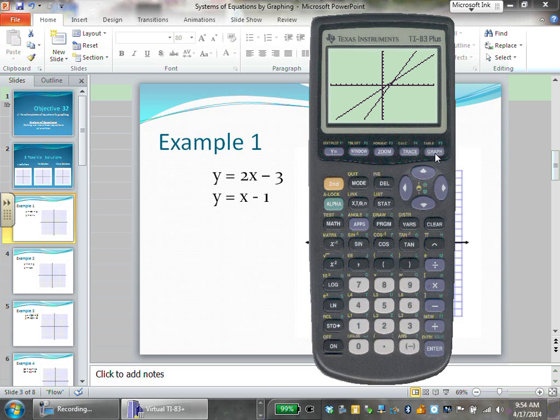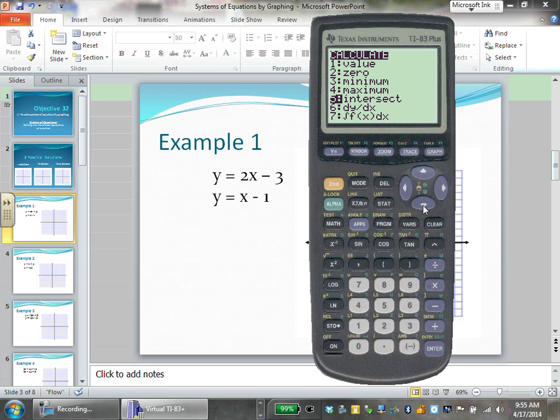Okay. From here, we can even get the calculator to tell us the intersection. Does everybody see calc above trace? Yeah. So we're going to go second calc. We're going to calculate. Now, which one do you think we're going to calculate? Intersect. We're going to calculate the intersection.